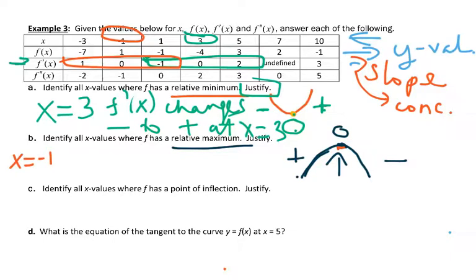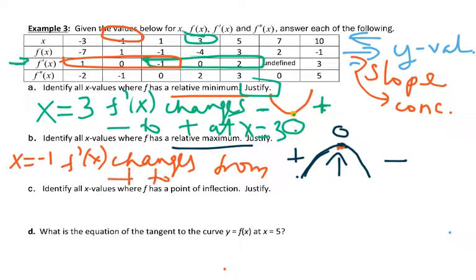And the part that you justify is to say f prime changes from positive to negative when x equals negative 1.